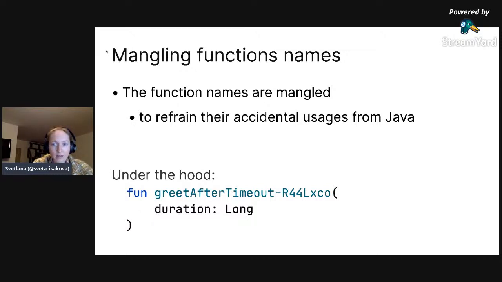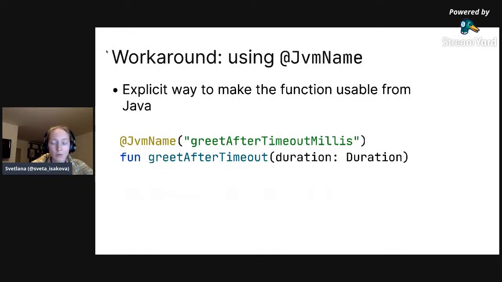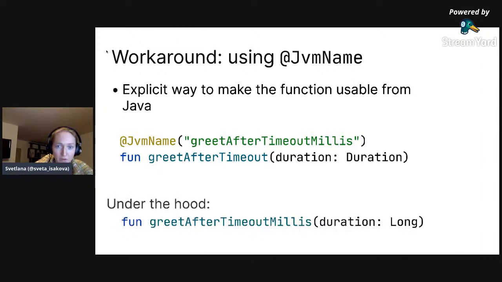So you can pass long and be confused what the units are and so on and so forth. But if you still want to use it from Java, there is an explicit workaround with which you say, yes, I want this function to be called from Java. You provide an explicit JVM name for this function. It changes the underlying name in the bytecode and makes it visible by this name and usable from Java. So again, this is explicit intention that saves you from accidental usages which might be confusing, right? In this case, you are saying that, yes, I know what I'm doing.